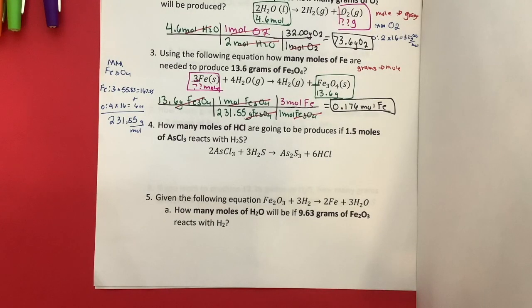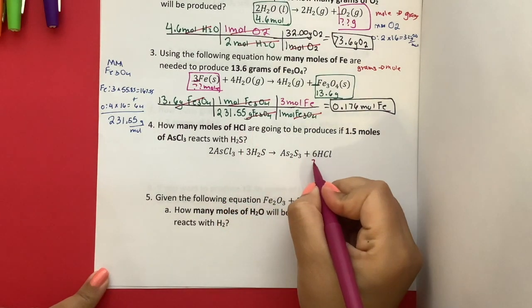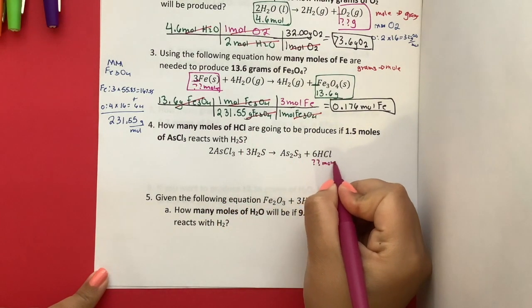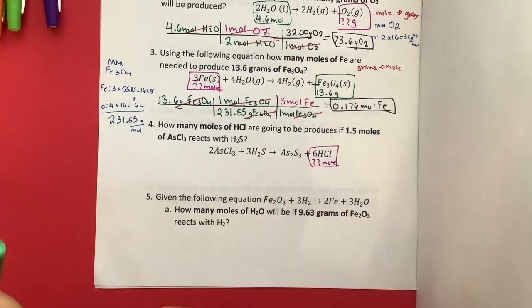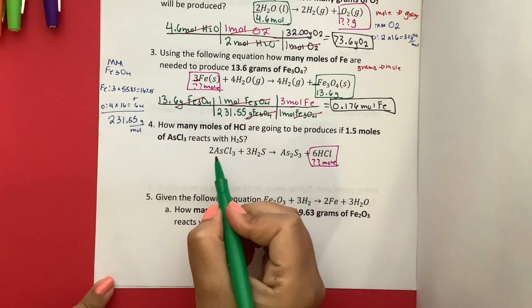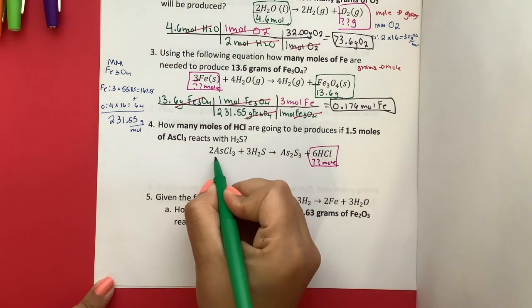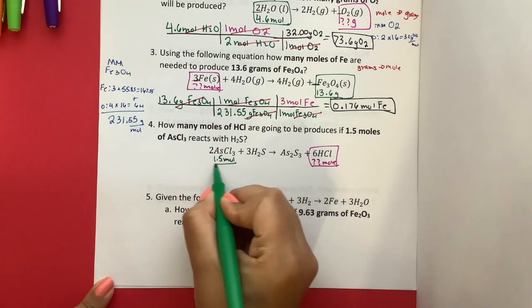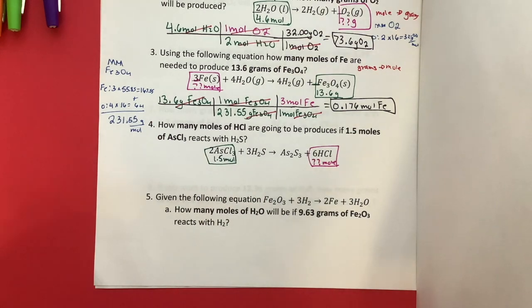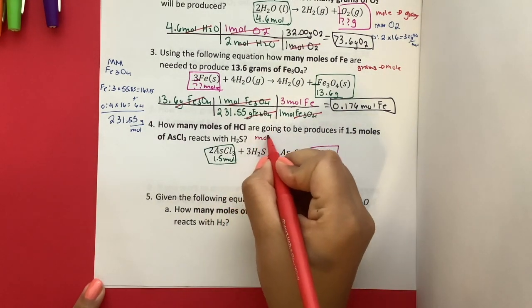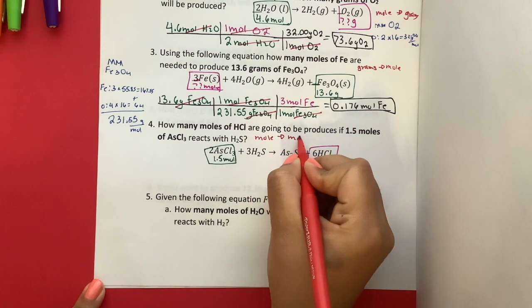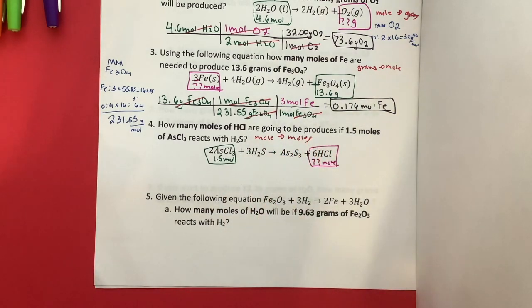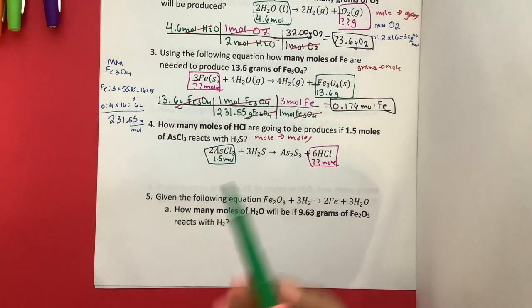Question 4 says, how many moles of HCl, question mark, moles, are going to be produced if 1.5 moles of AsCl3, 1.5 moles, react with H2S? Okay, so in this question, they're giving us the information in moles, and they're asking us to find moles of another compound. This type of question, moles to moles, is the easiest because it's only a one-step process. We only have to use a mole ratio.